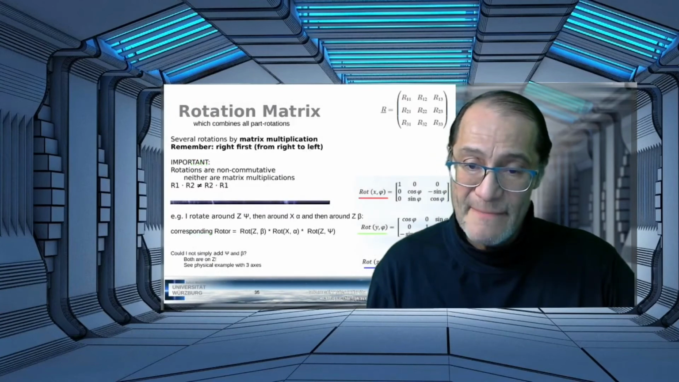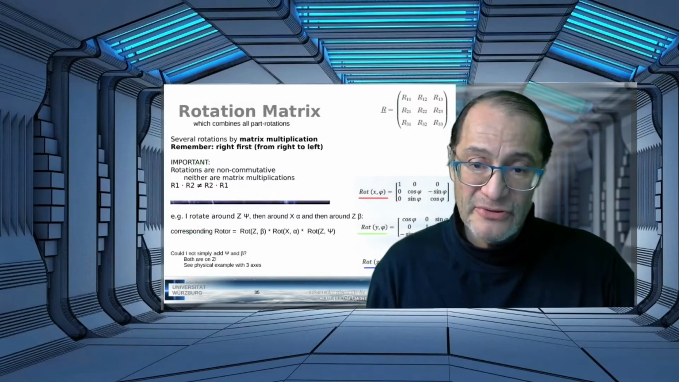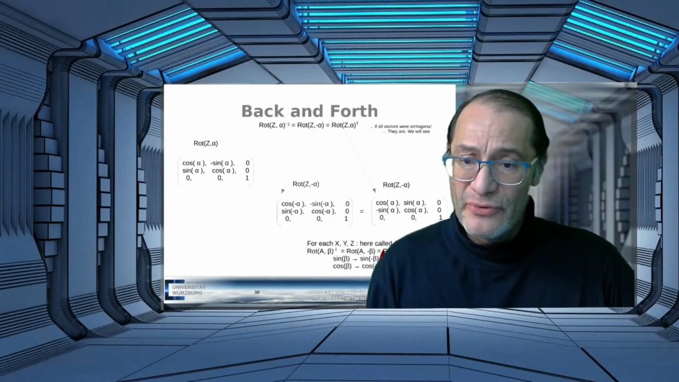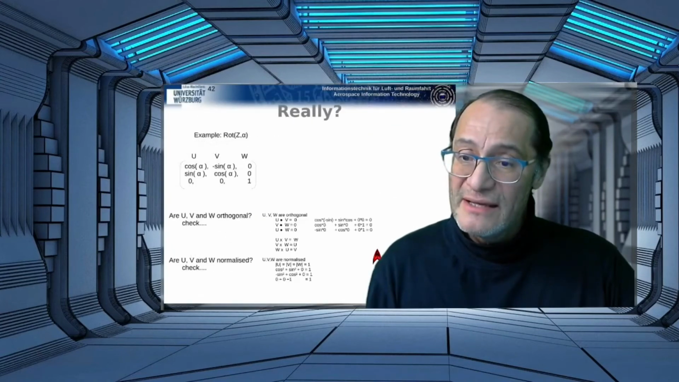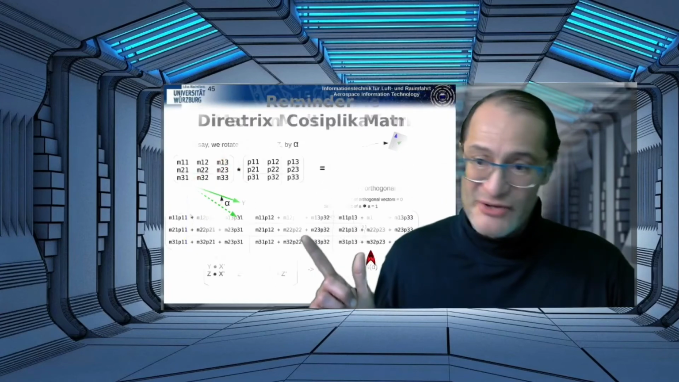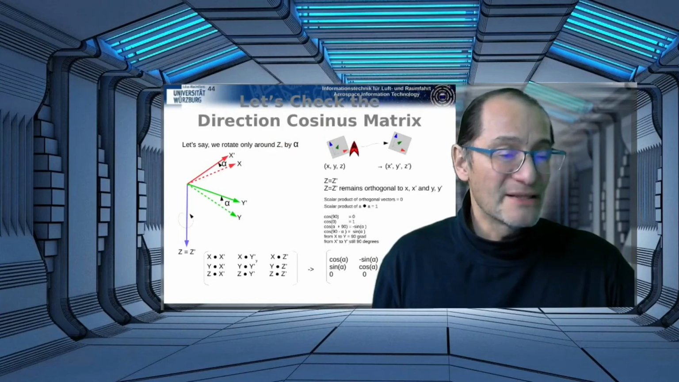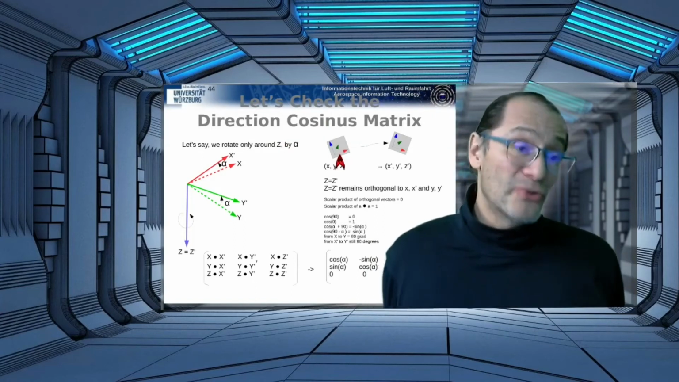Here you can see, this is the rotor of z. So it is right, it works. So we can get the same result if we use this method which I showed you before, or if we use the direction cosine matrix. And now let's go to concatenation.